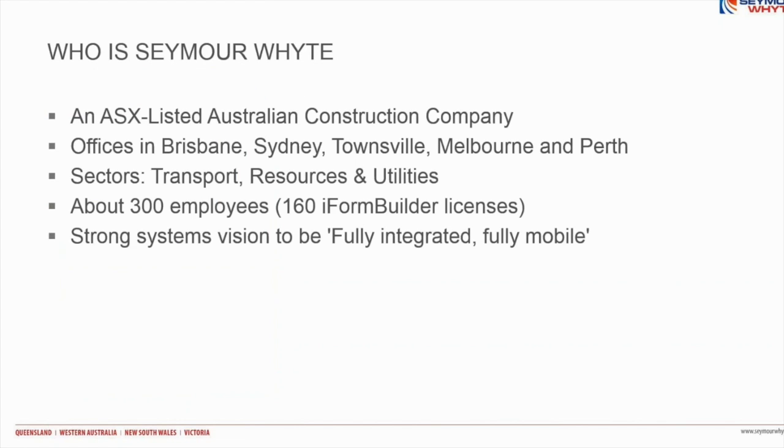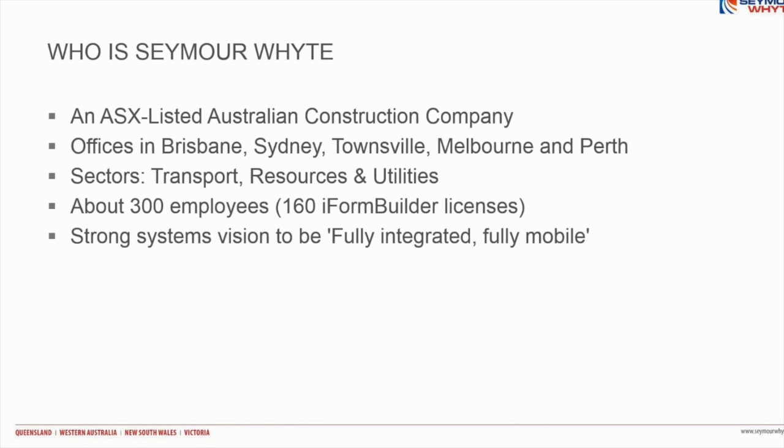So Seymour Whyte is an ASX-listed Australian construction company. We're about 300 staff across the country, plus, obviously, being in construction, there's a lot of contractors and subcontractors. As a size of an organisation in turnover, around about $300 million a year. We've got offices spread across the country. Our head office, where I'm presenting from, is in Brisbane. We've got offices in Sydney, Townsville, Melbourne and Perth as well.